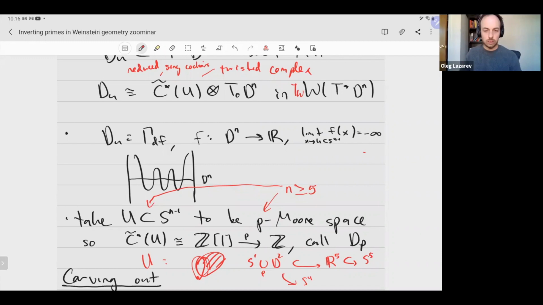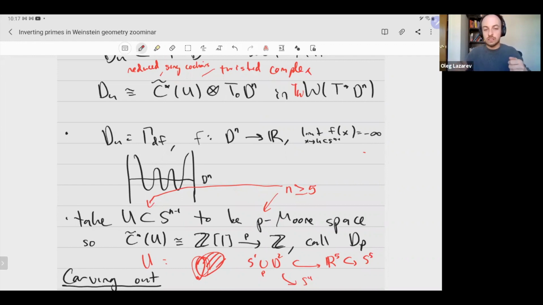And I think you can show that this P-Moore space does not embed into S3. It's not something that's immediately obvious. It's like saying RP2 does not embed into S3, so it's some generalization of that. And so once you have this embedding, you take a neighborhood of it. That's your domain U. And then this U is sitting in the sphere.